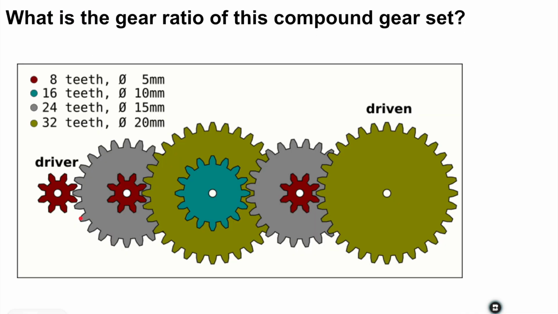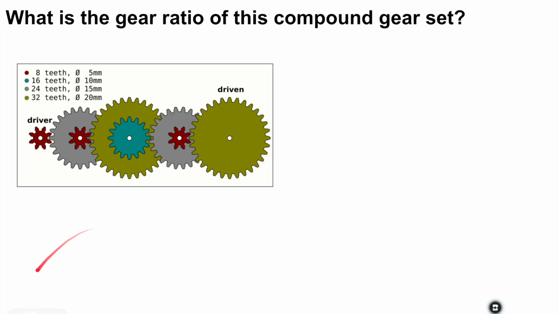Now, what's the gear ratio of this compound gear set then? So we need to really look carefully at that, but you will be taking each individual gear set as you go through and figuring out what is the ratio for them. Okay, this is the driver, this is the driven. I'll let you figure that out. And you should notice that it's quite a large number.